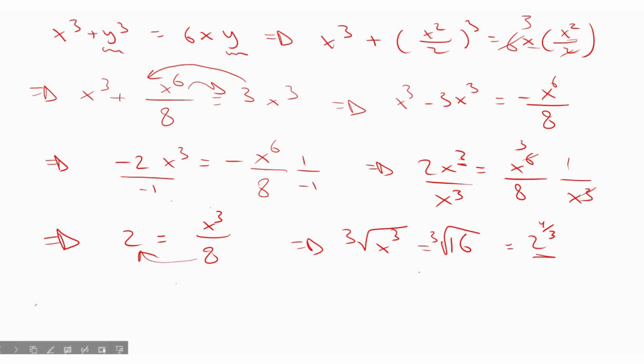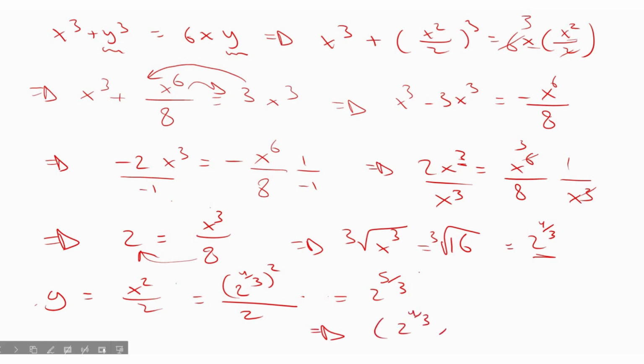And as we have found earlier, y equals x squared over 2, then replacing by this expression, we have 2 power 4 over 3 power 2 over 2. This will give us 2 power 5 over 3. And basically the tangent is horizontal at this point, so the point that we found is 2 power 4 over 3, 2 power 5 over 3. So this is the x and this is the y, where we get the tangent horizontal.